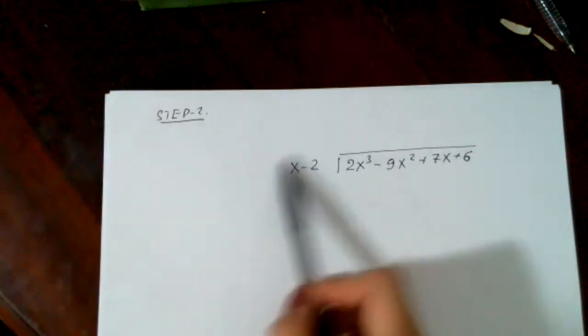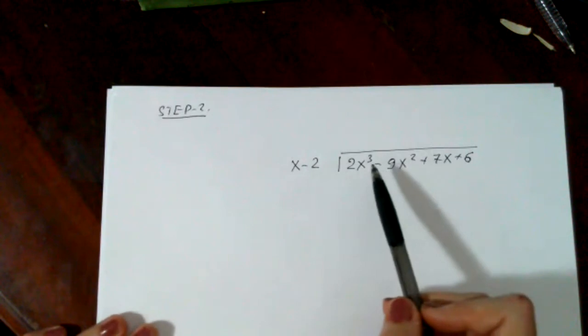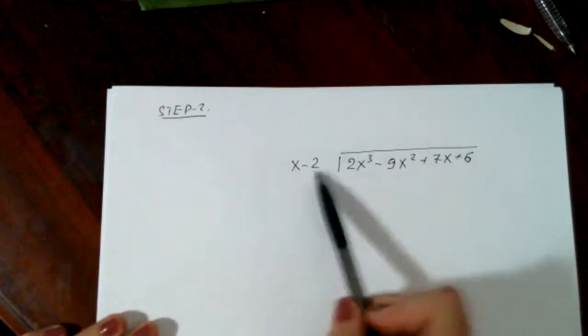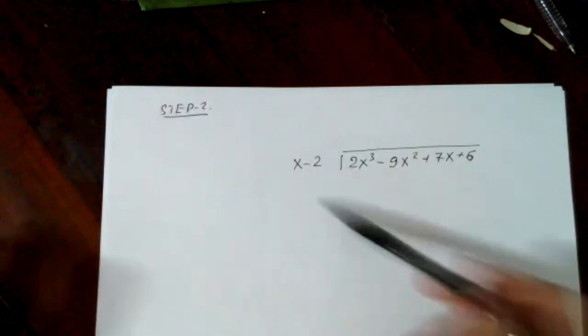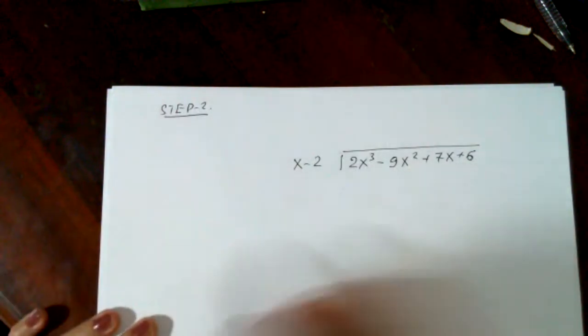So this guy should be divided by this one. I hope you remember this process, this long division, polynomial by polynomial. But as for the first example, I'm going to do it quite in detail. Okay, so what do you need to do?